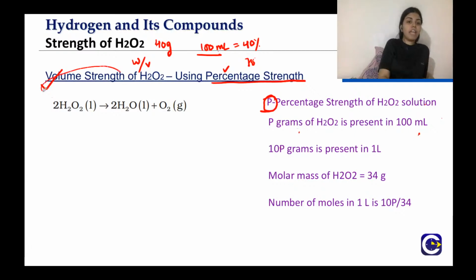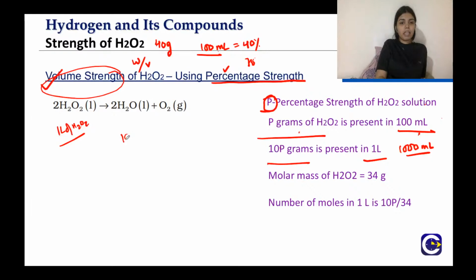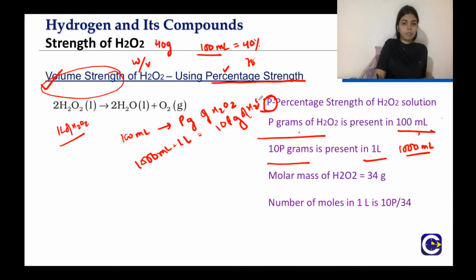But for volume strength, we have to consider that 1 liter of H2O2 solution is there. So we want to find out how much peroxide is present in 1 liter. So if in 100 ml, P grams is present, then in 1 liter, that equals 1000 ml, 10 P grams will be present. I'll again repeat, if in 100 ml, P grams of H2O2 is present, then in 1000 ml or in 1 liter, 10 P gram of H2O2 will be present.